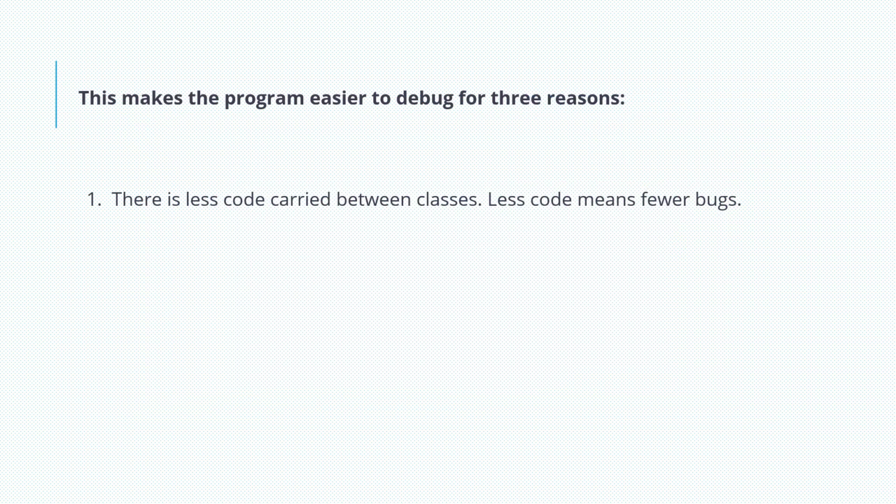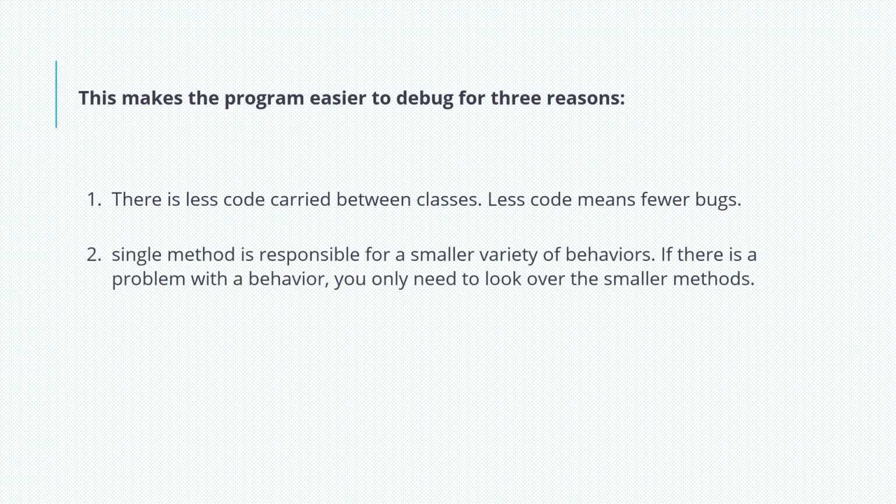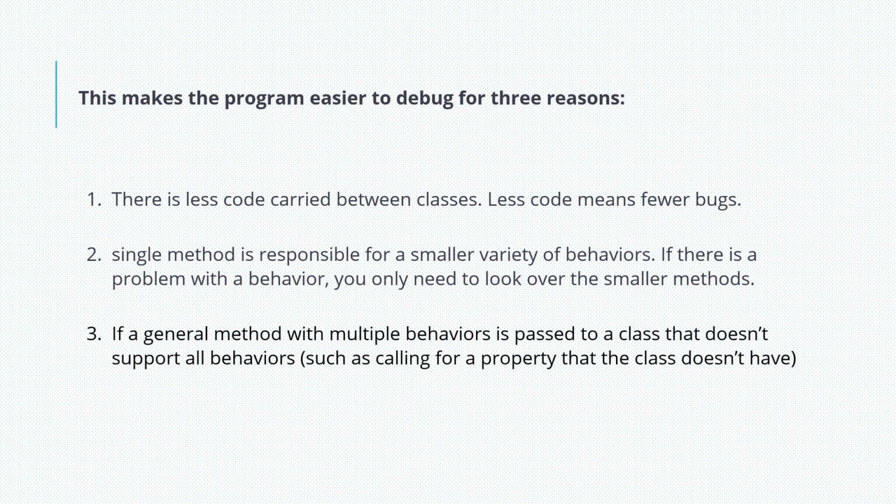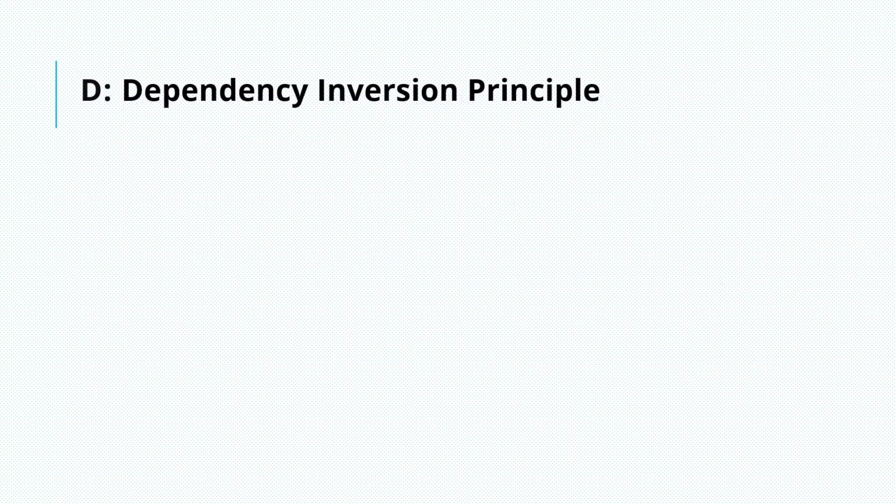This makes the program easier to debug for 3 reasons. 1. There is less code carried between classes. Less code means fewer bugs. 2. A single method is responsible for a smaller variety of behaviors. If there is a problem with a behavior, you only need to look over the smaller methods. 3. If a general method with multiple behaviors is passed to a class that doesn't support all behaviors, such as calling for a property that the class doesn't have, there will be a bug if the class tries to use the unsupported behavior.